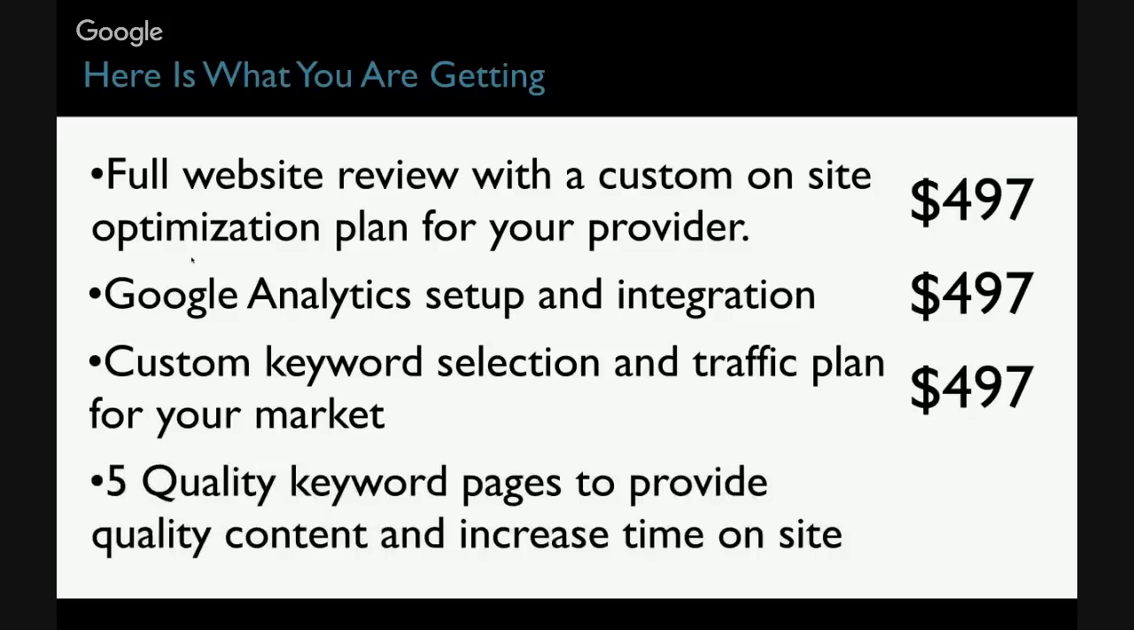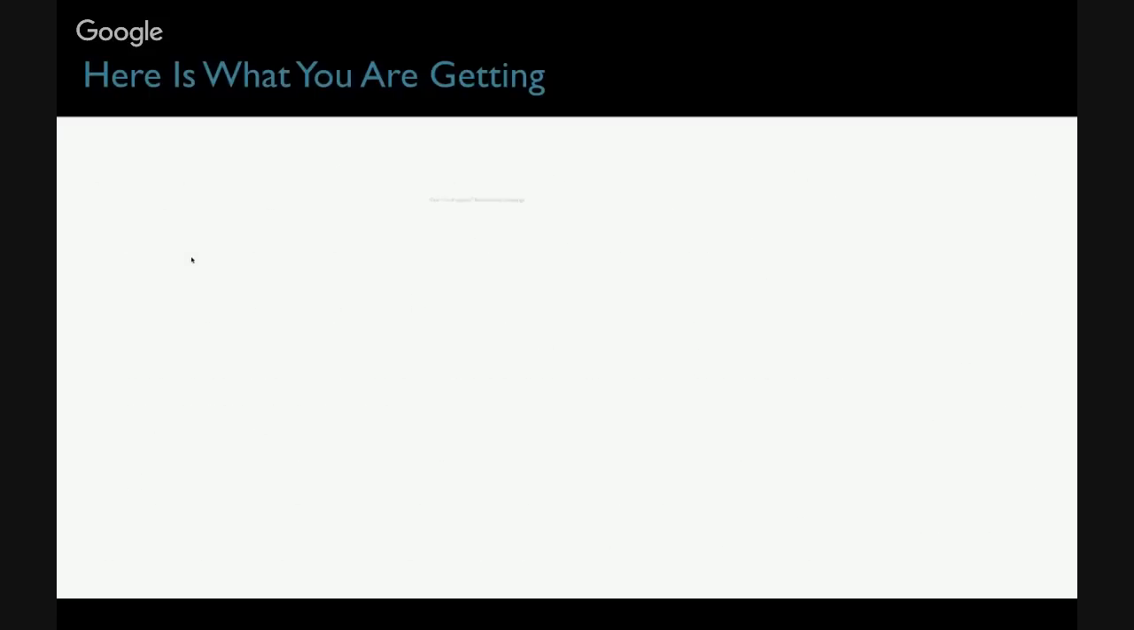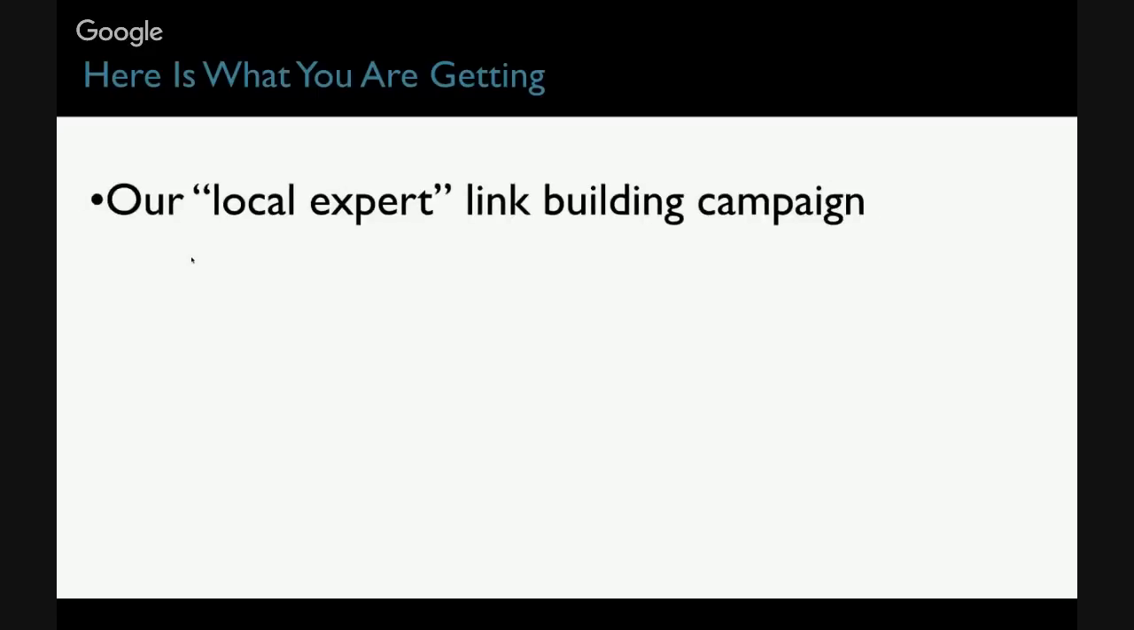We're also going to provide 5 keyword pages to provide quality content and increase time on your website. And again, we only do that if we really need it to rank your website, but it's there, so we help create that content for you to make sure that you rank. And again, the value on that, $497. If you think about that, it's $100 per page on your website, which is exceptionally good in the value department when it comes to copywriting and all that kind of stuff.